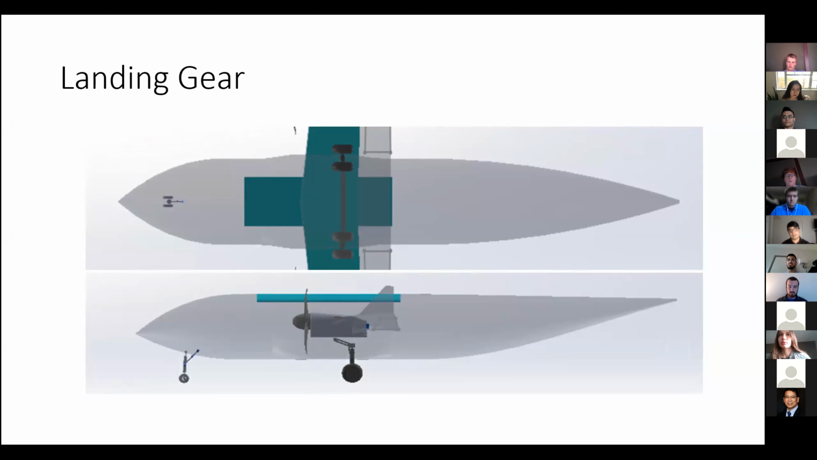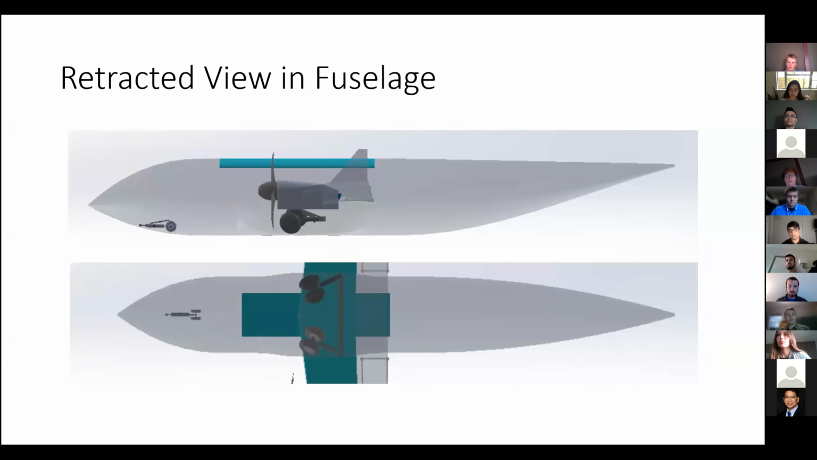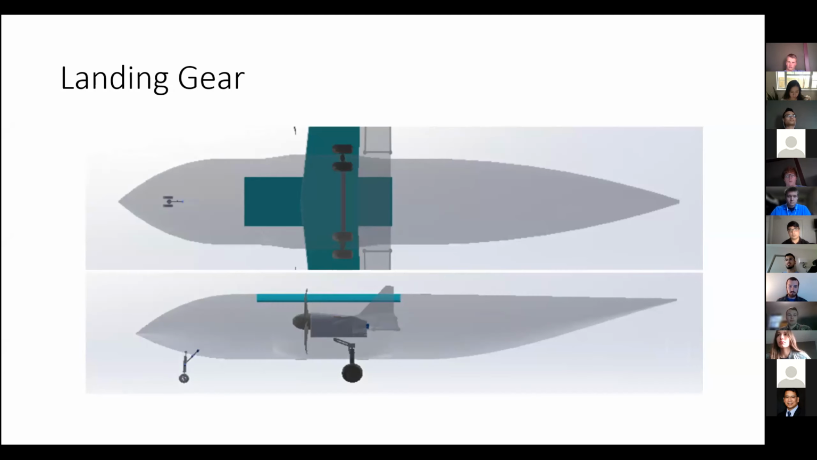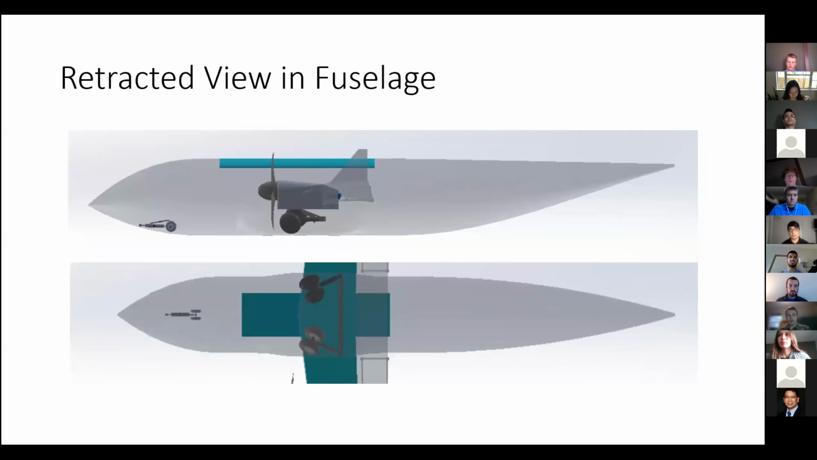The main gear consists of 2 independent retractable struts, and each are located 4 feet behind the aircraft COG, and nose gear consists of a single retractable strut located 29.3 feet ahead of the aircraft COG. And then on the next slide, you see the top view and the side view again, and this is the landing gear and nose gear being retracted.